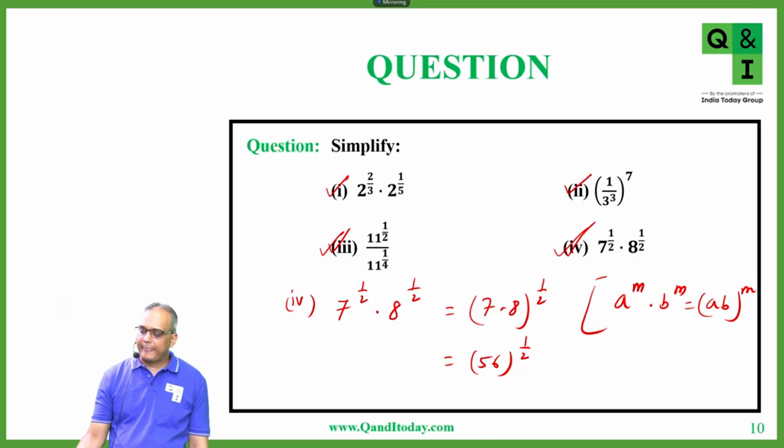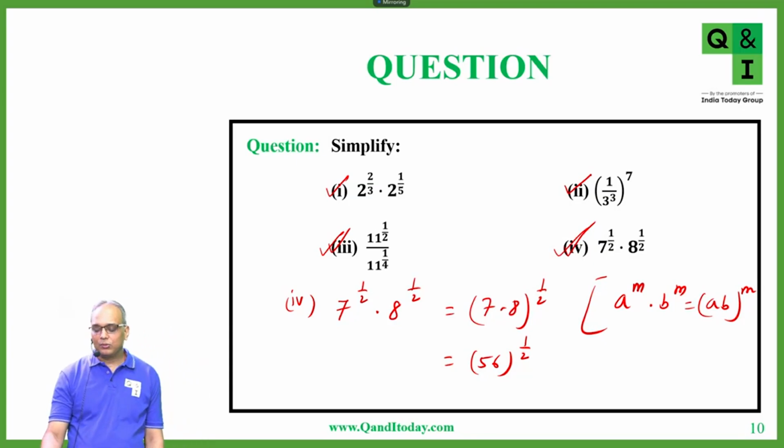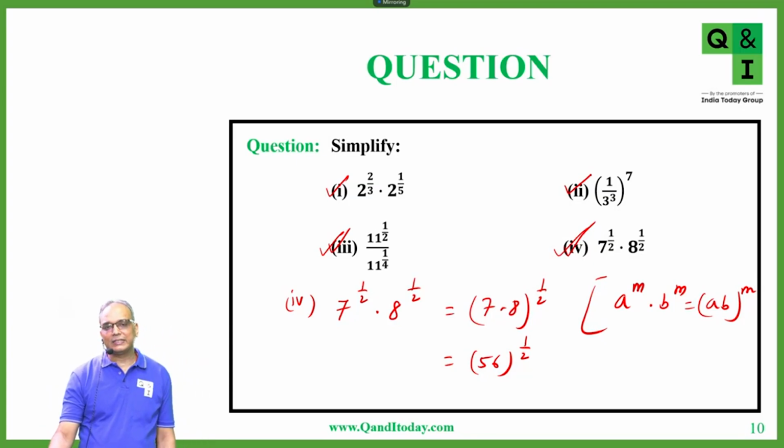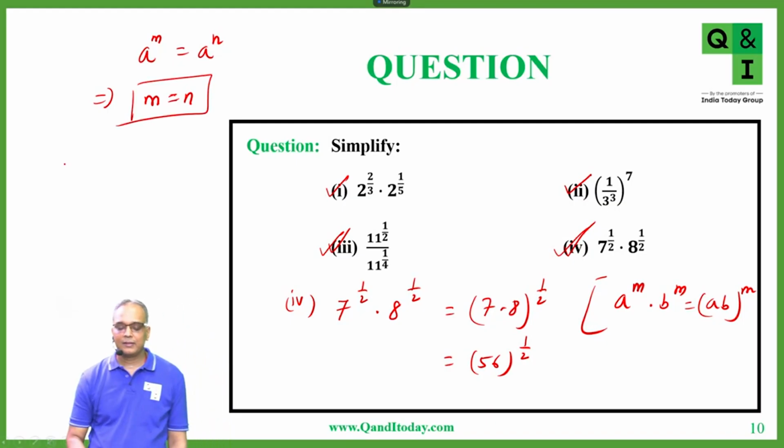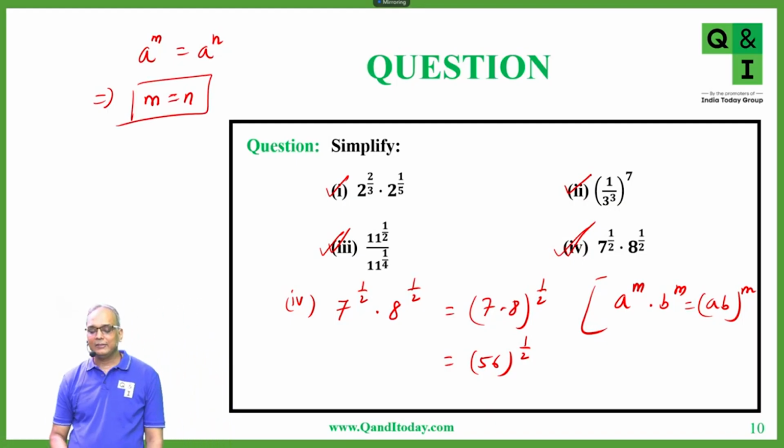Okay. Now let's move to a different type of question where you have to equate the exponents on LHS and RHS when the bases are the same. If I write a to the power m is equal to a to the power n, what does this imply? This will imply, because the bases are the same, the powers have to be the same, m is equal to n. Is it clear?